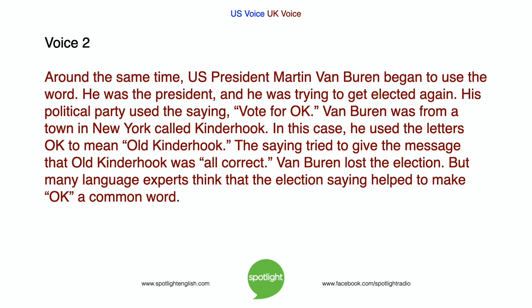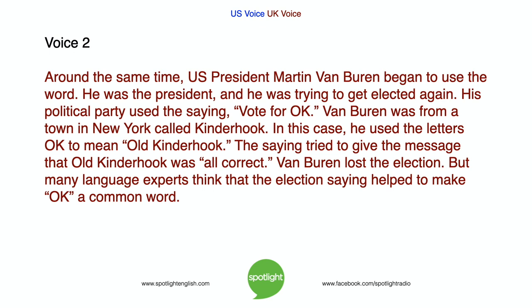Around the same time, U.S. President Martin Van Buren began to use the word. He was the president, and he was trying to get elected again. His political party used the saying, "Vote for OK."